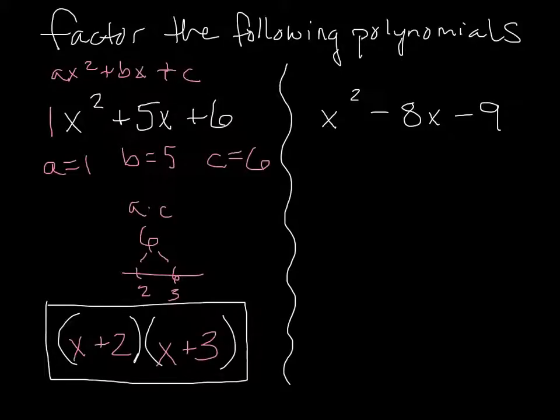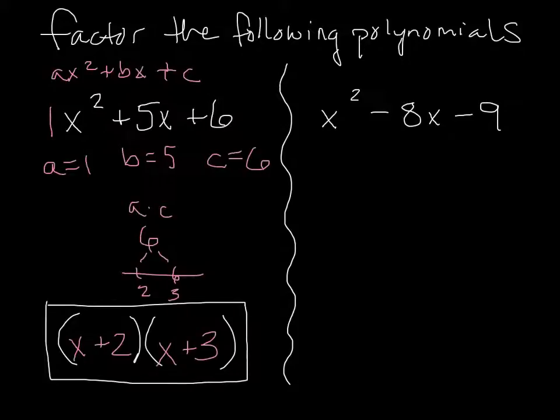So if we were to go back and distribute this, we multiply x times x, which gives us x squared, x times 3, which gives us 3x, plus 2 times x, which is 2x. 3x and 2x add to get your middle term. That's why it has to add to get your middle term. And then 2 times 3, that's where we get this from. It has to multiply to get 6, our last term.